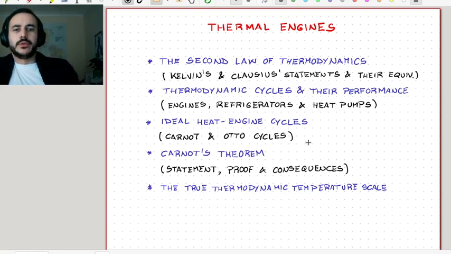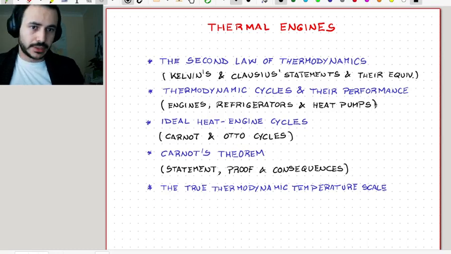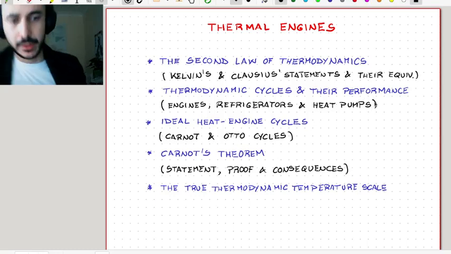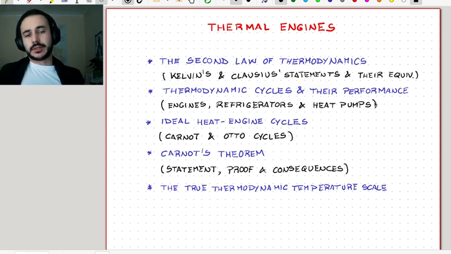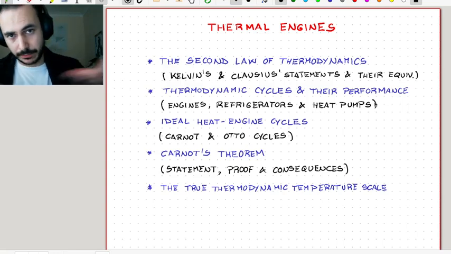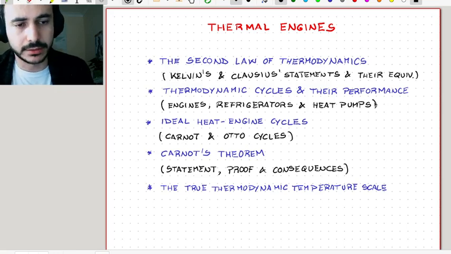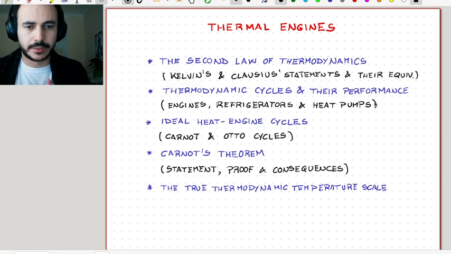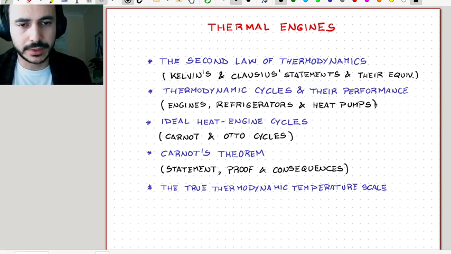Okay, hello everyone. Now we're going to start a new topic in our course, and this is the thermal engines chapter. This chapter is very important because we are going to state the second law of thermodynamics, and that's the last thing we need to complete, at least the basic foundations of the theory of thermodynamics, before we can apply it to actual systems of interest.